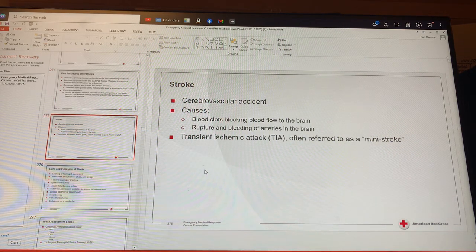All right. So now, let's talk stroke. A stroke, called a cerebrovascular accident, is a disruption of blood flow to part of the brain which may cause permanent damage to brain tissue if not properly treated within several hours. Okay?